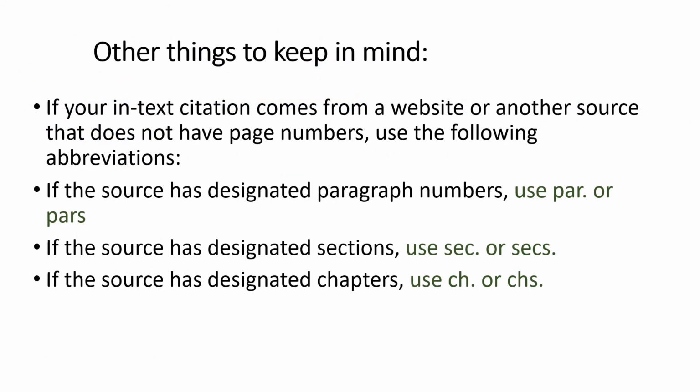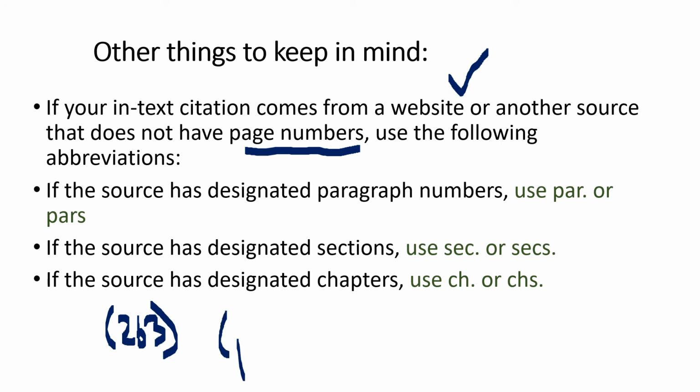Other things to keep in mind. If your in-text citation comes from a website or another source that doesn't have a page number, here's what you can do. Instead of having your page number in your parentheses, remember 263, it looked like this, right? What you can do is you can have your parentheses and go paragraph 1, for example, okay? Or you could have section 1, or you can have chapter 1. If you're confused by this, just ask me to explain it to you again.